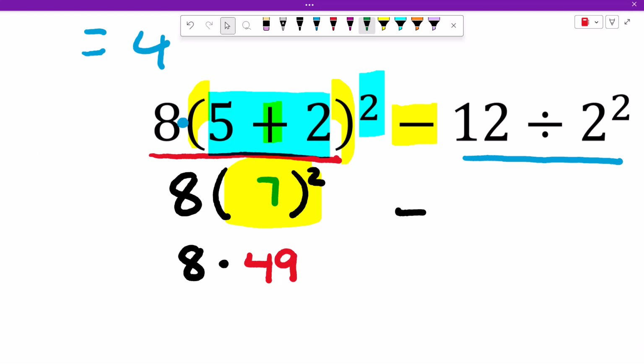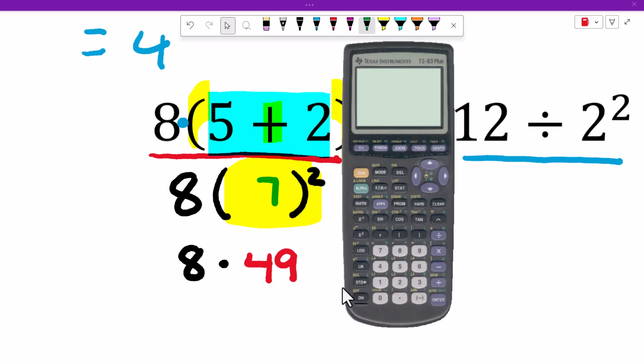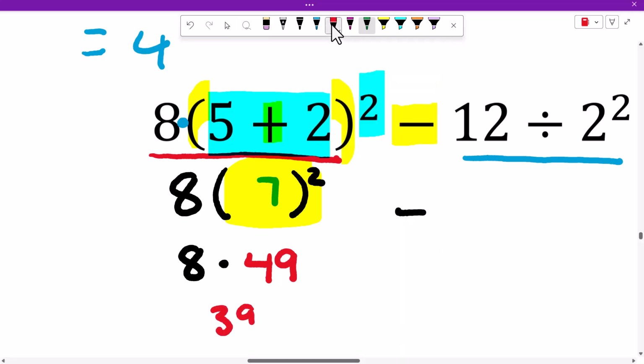Grab my calculator. On. Clear all that. 8 times 49. You get 392. So we boiled all of this down to a single number. Notice I just went vertically. I turned this number into this, and this operation made that. So it's easier to follow and find your mistakes.